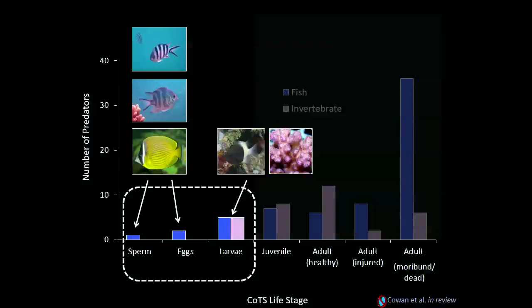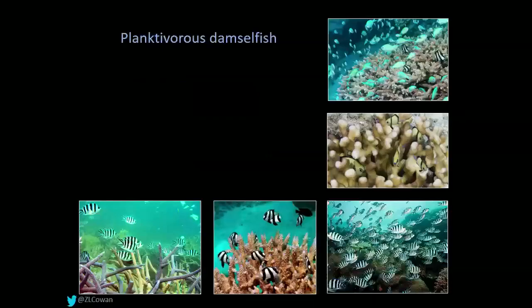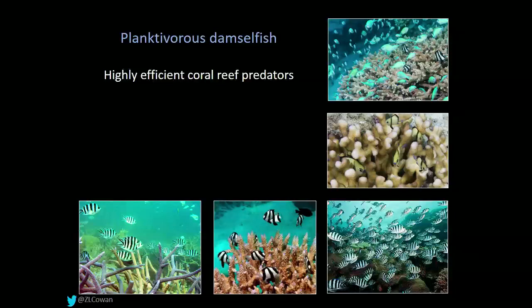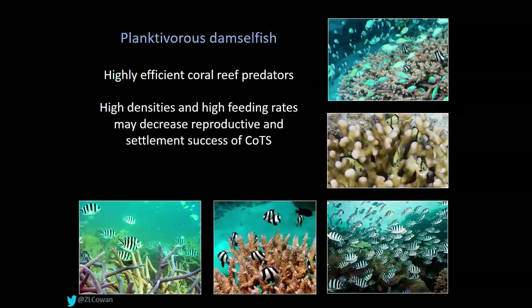There is some evidence, however, that these gametes and larvae might be consumed in large numbers by planktivores, and this includes planktivorous damselfish. So on coral reefs, planktivorous damselfish are highly efficient predators that are capable of removing a large proportion of the zooplankton from near reef waters. So if these planktivorous fish readily consume the eggs and larvae of COTS, then their high densities and high feeding rates may significantly influence the reproductive and settlement success of this starfish.